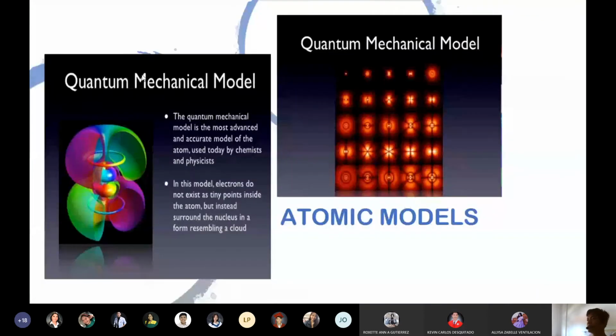Certain scientists work on this, especially physicists. So, sino-sino sila? Si De Broglie, Louis De Broglie, Erwin Schrödinger, and friends. Hindi ko nakalala yung iba, pero marami sila. Okay? So, what they did is that they modeled the atom in equations, which we call the wave functions. So, minodel nila yung everything into mathematical equations.